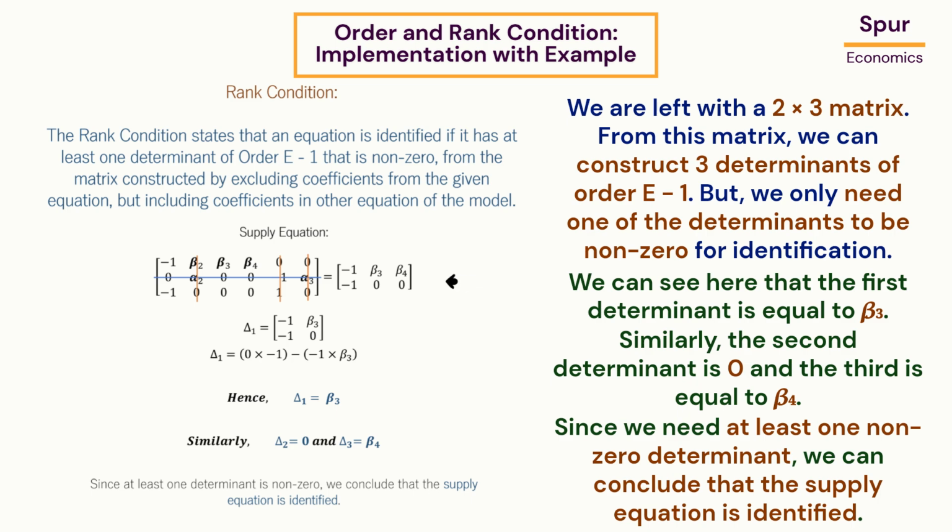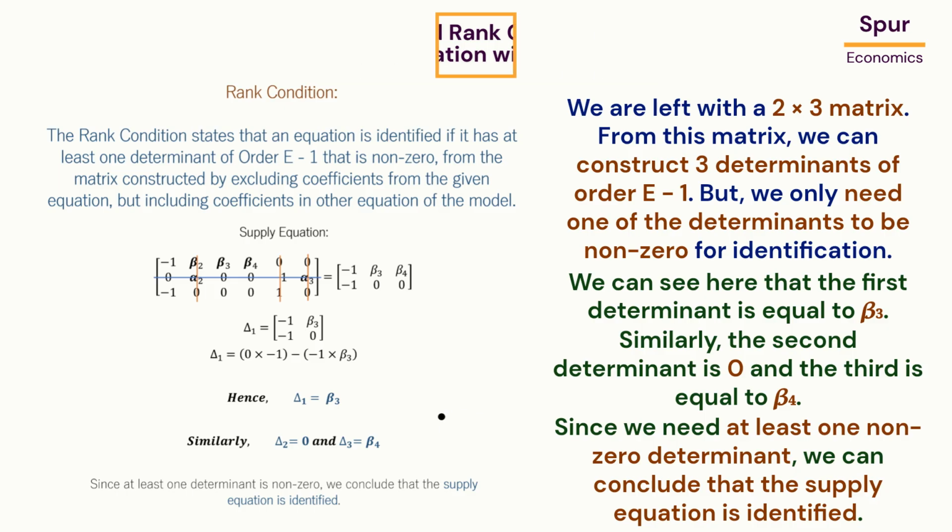From this matrix, we can construct three determinants of order e-1. But, we only need one of the determinants to be non-zero for identification. We can see here that the first determinant is equal to beta 3. Similarly, the second determinant is 0 and the third is equal to beta 4. Since we need at least one non-zero determinant, we can conclude that the supply equation is identified.